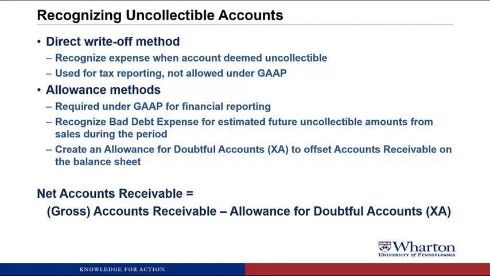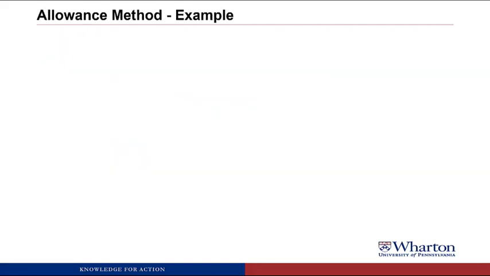So what you'll see on the balance sheet is net accounts receivable, which is equal to the gross accounts receivable, the amount that you originally booked when you made the sales, minus this allowance for doubtful accounts. And this is completely analogous to net property, plant, and equipment, which equals property, plant, and equipment at its original cost minus the accumulated depreciation. So let's go through an example to see how this works.